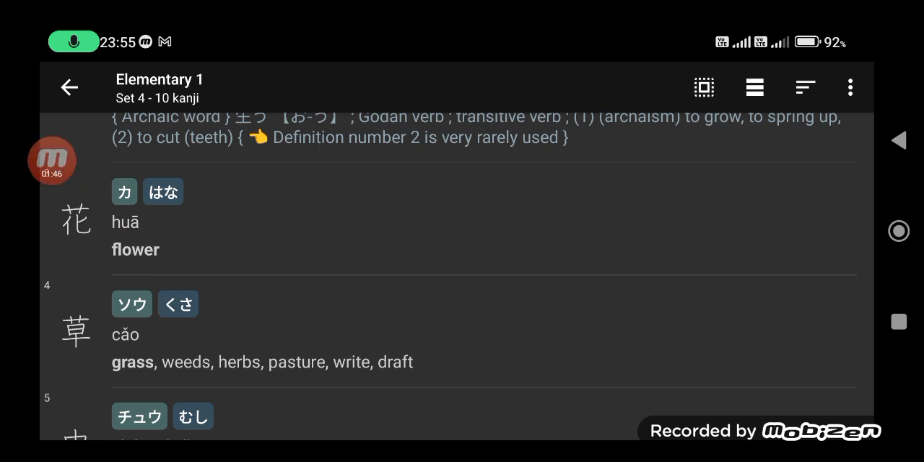Actually, if you can observe, as I've said a few weeks ago or several days ago, our elementary grade 1 set number 4 kanji characters are mainly dealing with plants, animals, insects, and humans. So just like the last kanji, previously discussed, it's all about flower. And now we're discussing a kanji that denotes grass or weeds. Grass, weeds, and the likes.